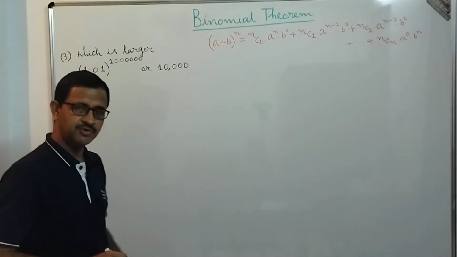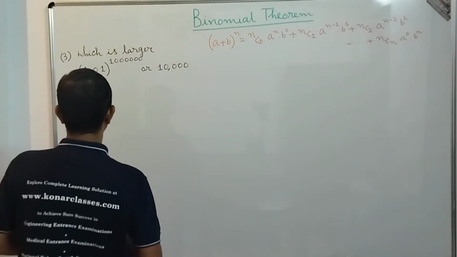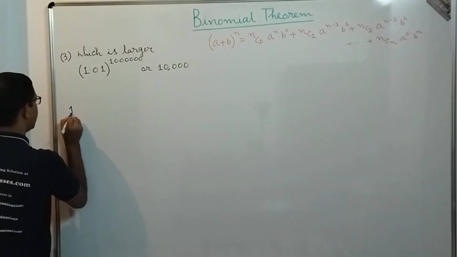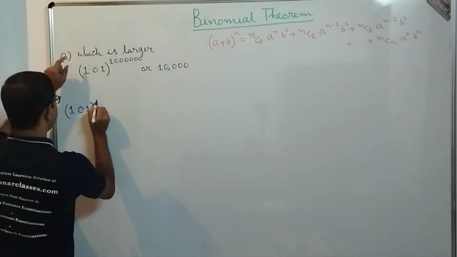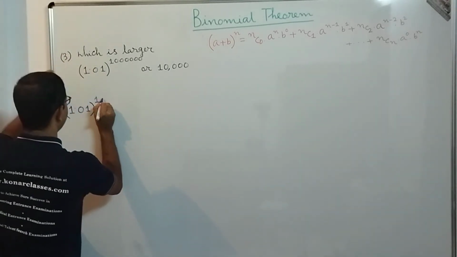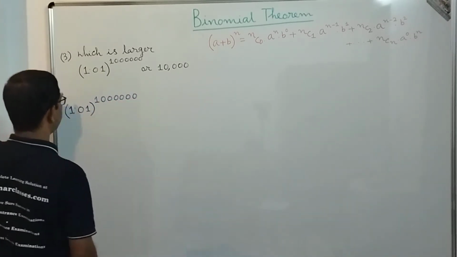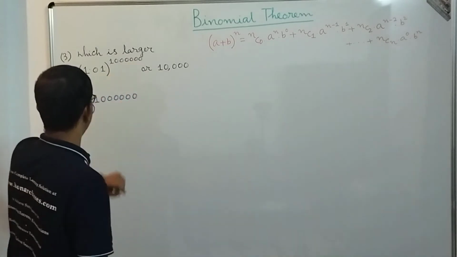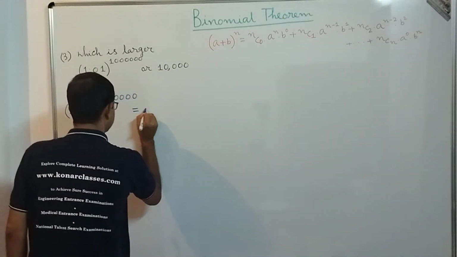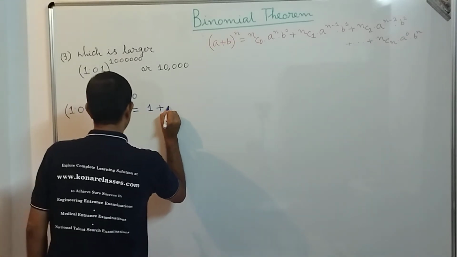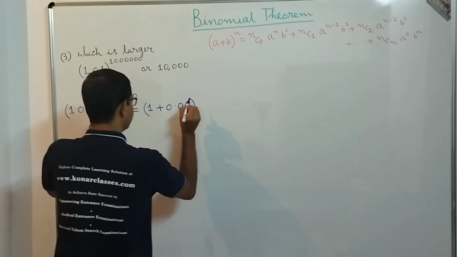Here we need to take the help of the binomial theorem to find it out. So let's find it out, dear students. 1.01 power, it is actually 10 lakh. There are 6 zeros after 1. So how to find it out? We can write this as (1 plus 0.01) power 10 lakh.